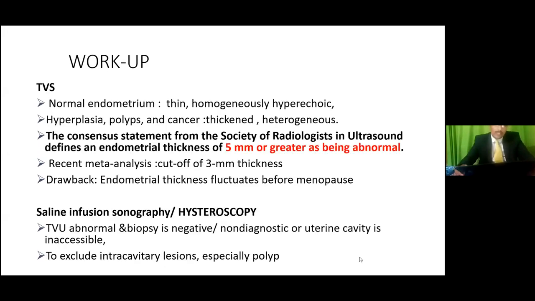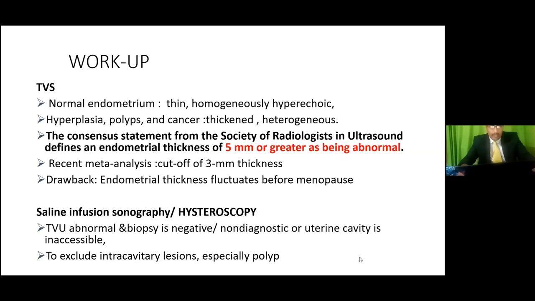And coming to transvaginal sonography, the normal endometrium looks thin and homogeneously hyperechoic, whereas it looks thickened and heterogeneous in hyperplasia, polyps, and cancers. Whenever endometrial thickness is less than 5 millimeters, it is considered to be within normal limits. When it is 5 millimeters or greater, it is considered abnormal. The drawback is that the endometrial thickness fluctuates before menopause.